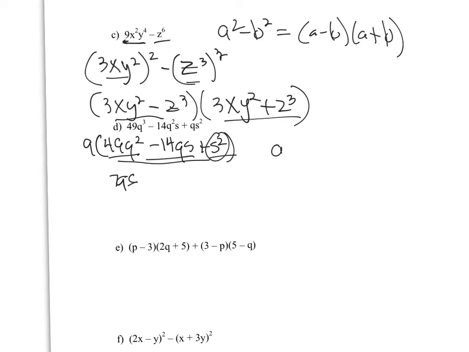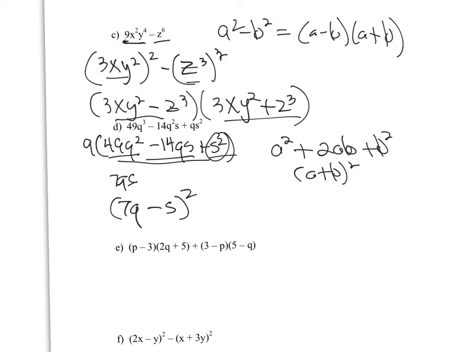So the factorization pattern here is a squared plus 2ab plus b squared, and that factors to a plus b squared. So in this case, our two square roots are 7q and s. And so we're going to end up with, in this case, 7q minus s squared, which is our factorization just of what's in parentheses here. And we can't forget this q, okay? Easy mistake to make. So this is our final factorization.